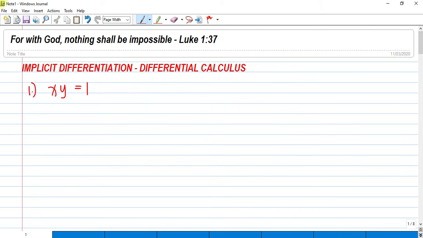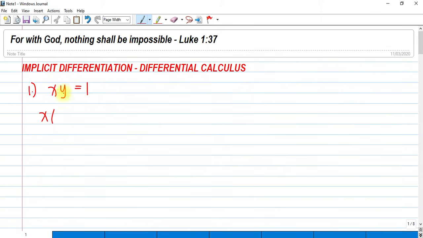So for example, solve this using implicit differentiation. We have the product of x and y is equal to 1. Both sides we must differentiate with respect to x. This is a product rule, so we have u dv plus v du. That's the formula for the product rule.